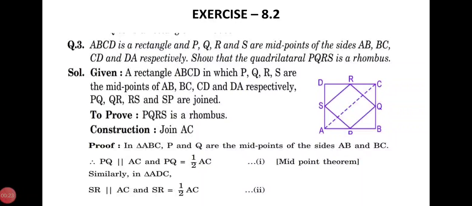ABCD is a rectangle and P, Q, R and S are midpoints of the sides AB, BC, CD and DA respectively. Show that the quadrilateral PQRS is a rhombus. Now for solution, first we write the given from the question itself. That is, a rectangle ABCD is given in which P, Q, R, S are midpoints of sides AB, BC, CD and DA respectively.